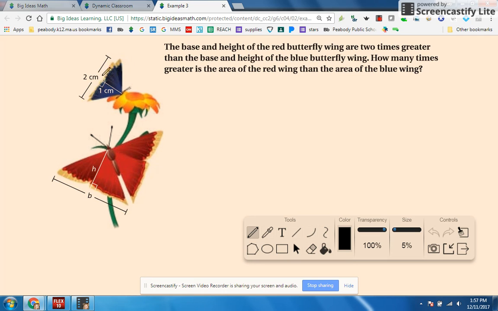So if you look at the blue wing, the height is a 1. So if I double it, it's going to make it a 2. The base is a 2. If I double that, it's going to make it a 4. Now I need to find the area of the blue wing and the area of the red wing.